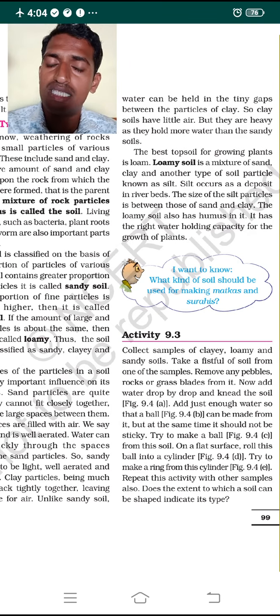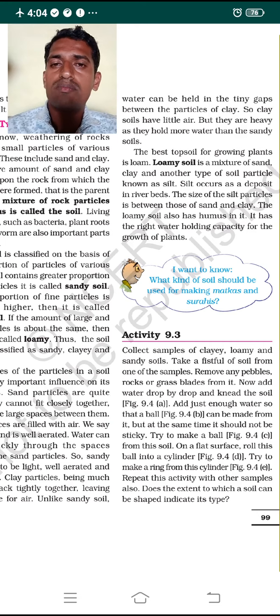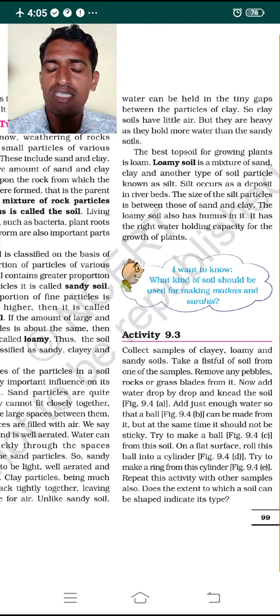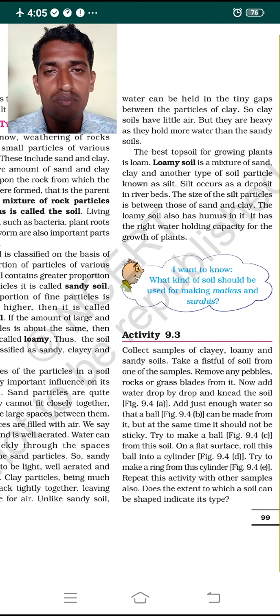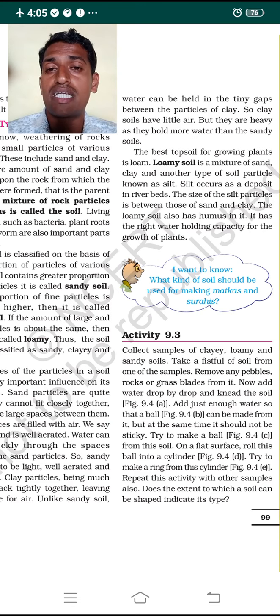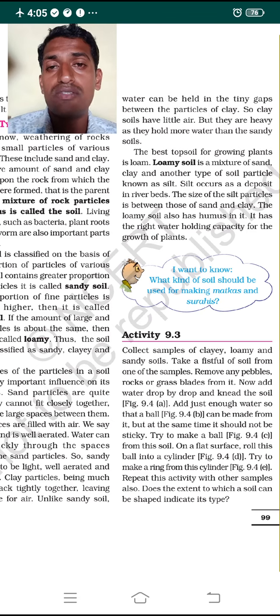Now let us understand whether clay soil is best, or sandy soil is best, or loamy soil is best. The best topsoil for growing plants is loamy soil, because it is a mixture of sandy soil and clay soil, as well as another important type of soil particle that we call silt. So what is this silt? Silt is something that occurs as a deposit in river beds. River beds means the place where the river flows.